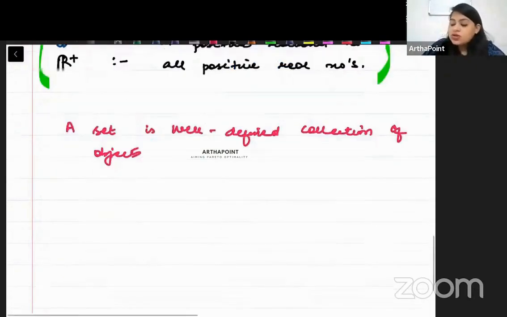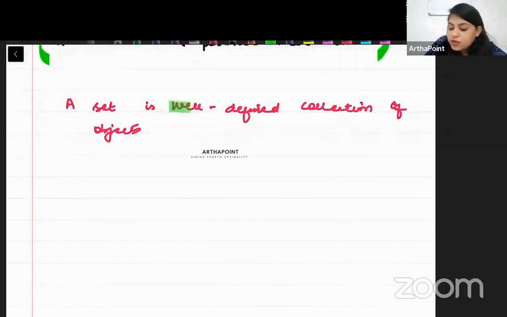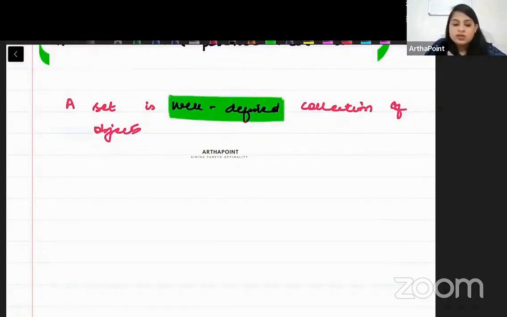So we want it to be a well-defined collection. It should be defined properly. Take vowels. Whether I ask you or a third person, the vowels are the same for everyone: A, E, I, O, U. But the top 5 actors are not the same for everyone. People don't have the same top 5 actors. So well-defined is very important. I hope this is clear to you.